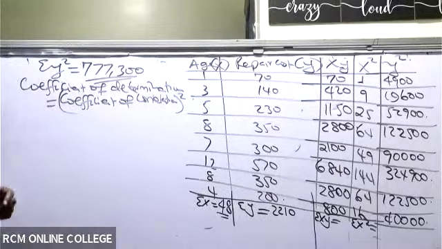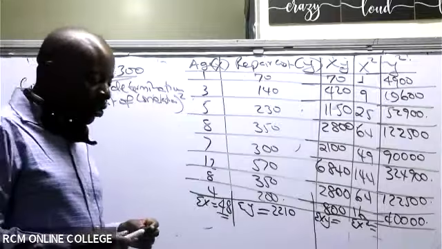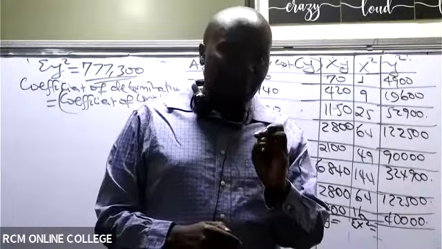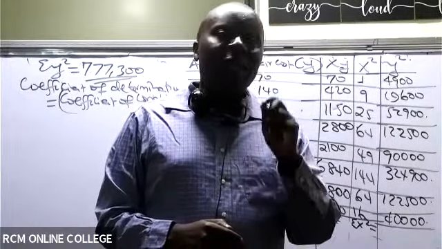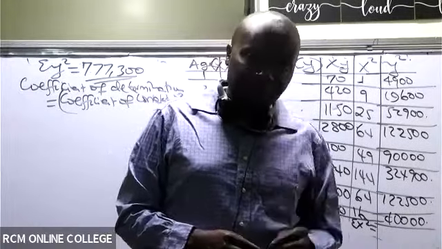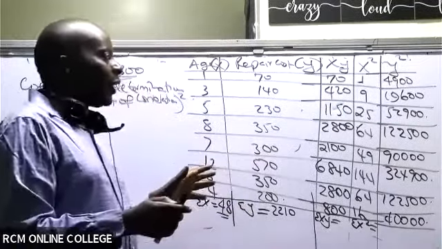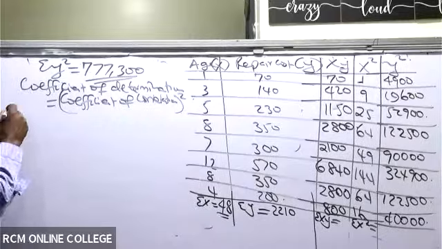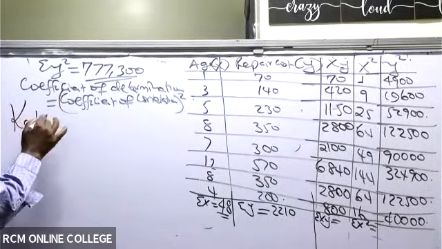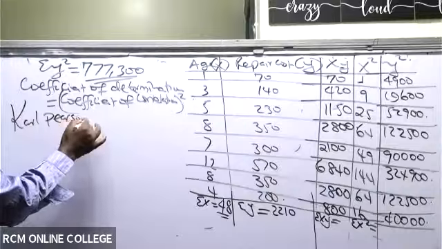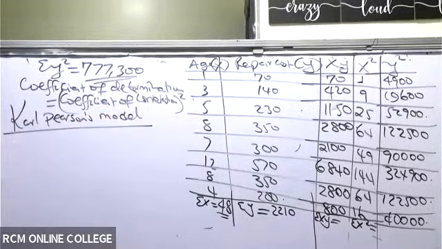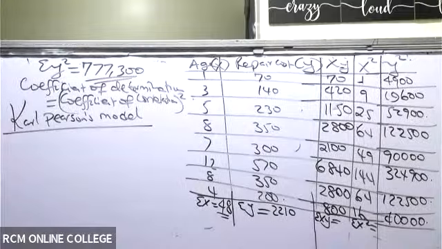Then remember, yesterday I told you that we have got two models of getting the coefficient of correlation. We have the ranks model, and then we have the Karl-Pearson's model. For quantitative variables, like these, we shall use the Karl-Pearson's model. So then how do I get the Karl-Pearson's model?